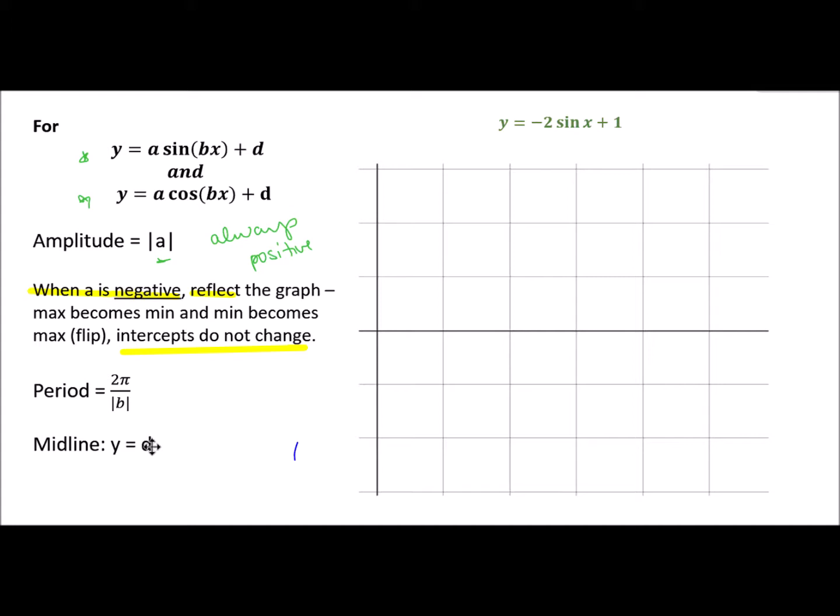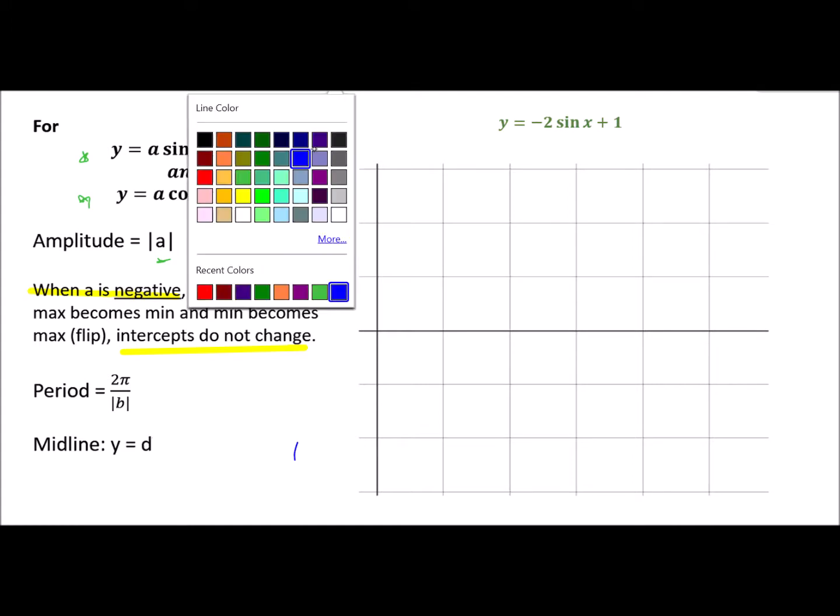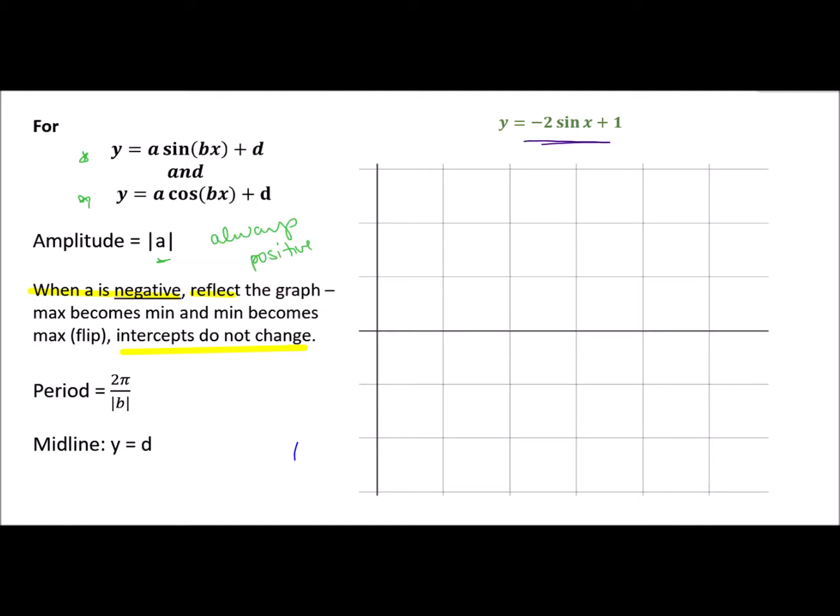So let's identify what we can. Looking at our graph, here it is over here. We've got an amplitude of 2. Looks like there's no b in there, but technically that's 1, which means the period is 2 pi over 1, or 2 pi. And then to count, we're going to go period over 4, which is 2 pi divided by 4, which is pi halves.